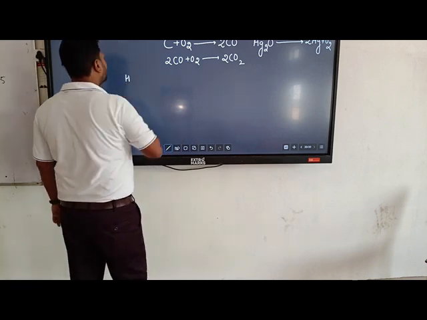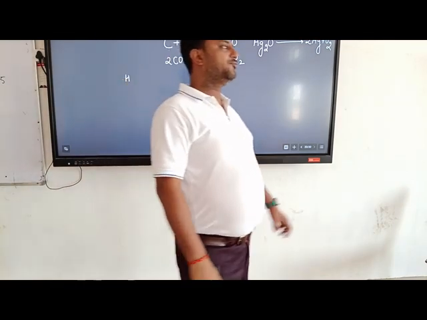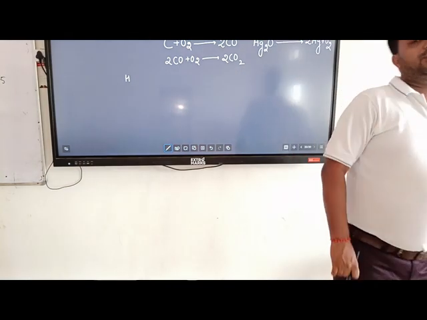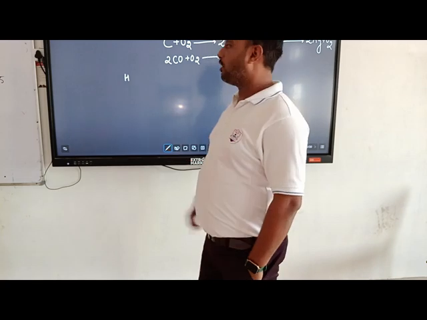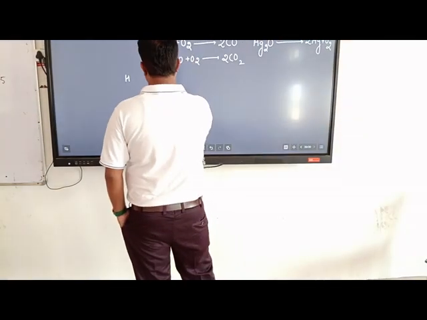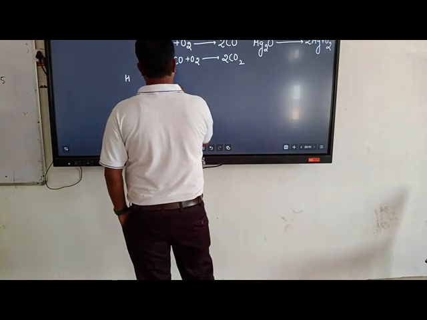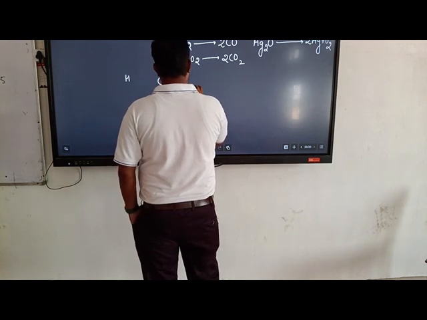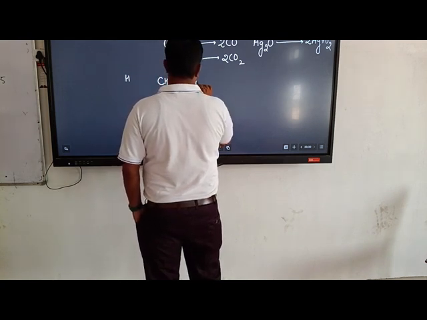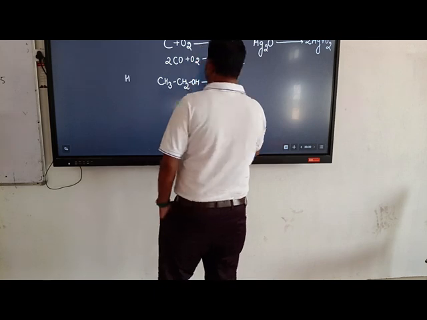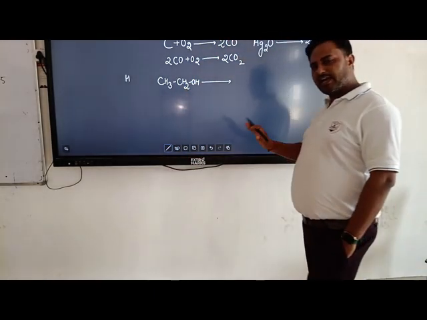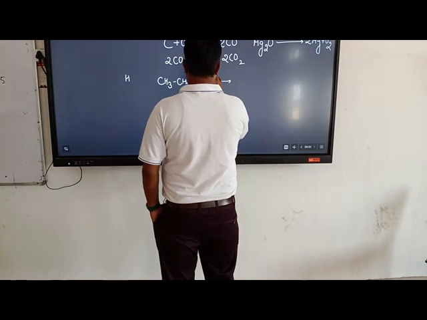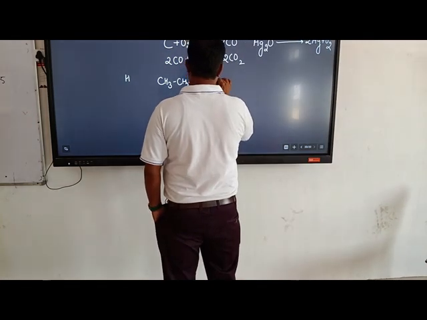According to the hydrogen concept, removal of hydrogen from any compound is termed as its oxidation. So this is the compound CH3CH2OH. Students, you know this compound very well. It is the commercial drinking alcohol, simply ethyl alcohol. Now this ethyl alcohol is treated with copper at 573 Kelvin.